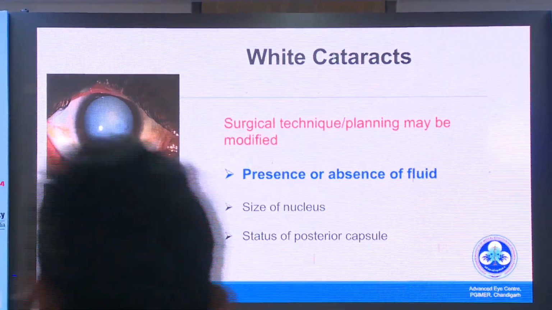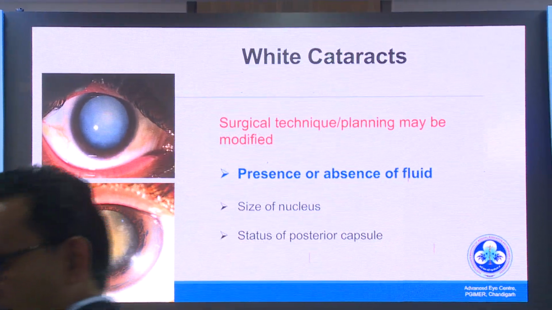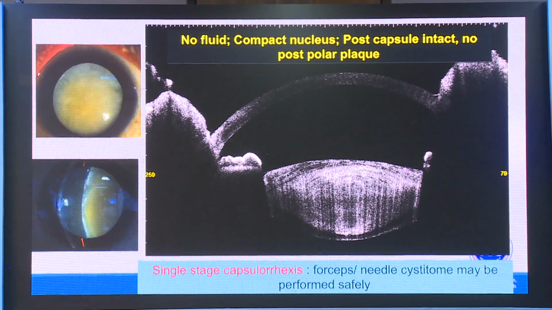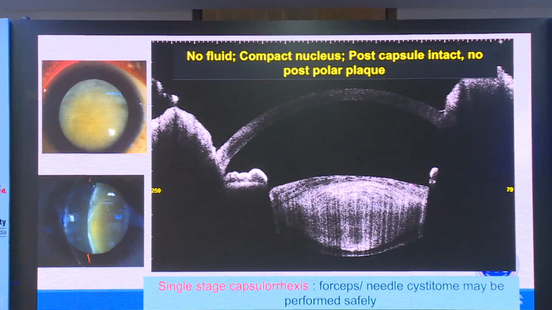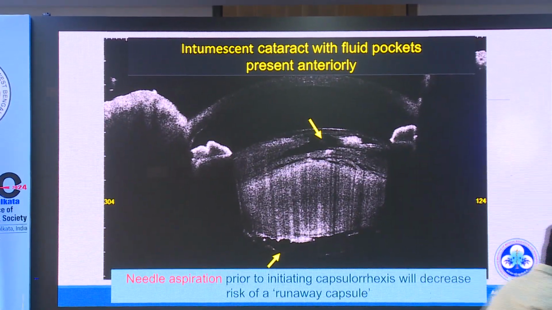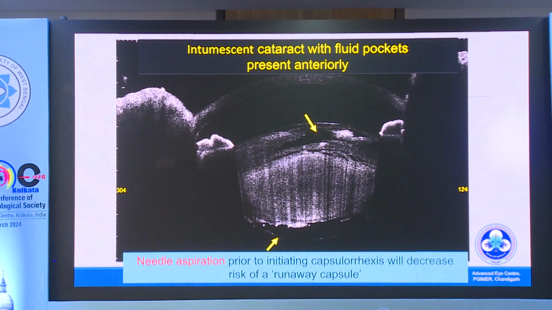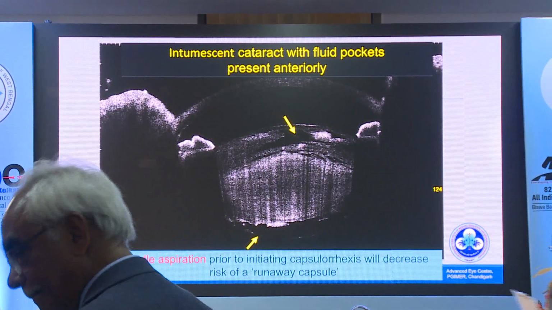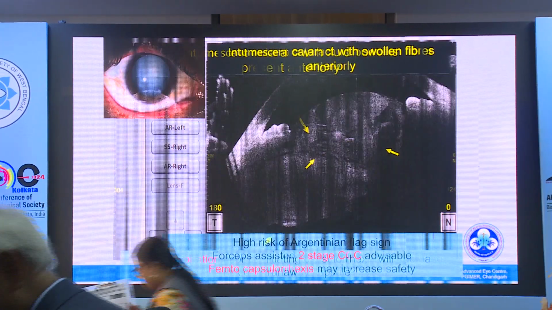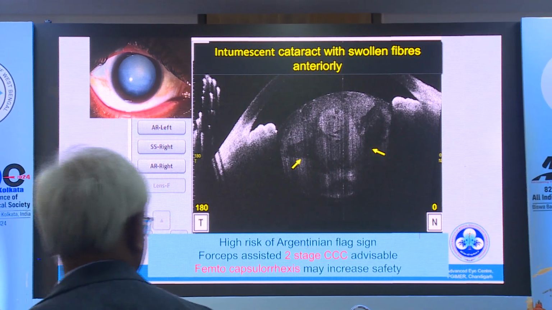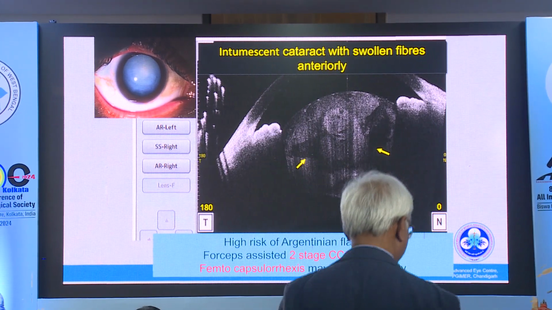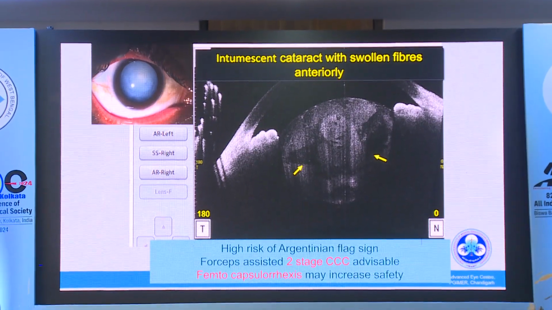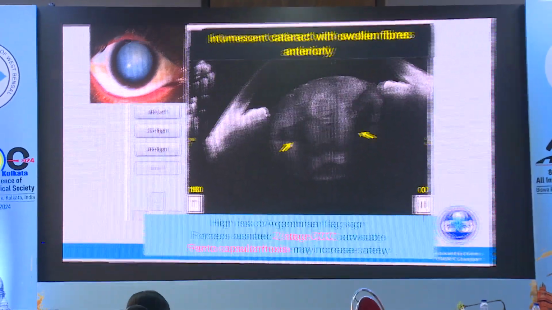In white cataracts, it's especially useful because of the morphology. If I see a cataract which is solid with no fluid, I'm happy to go ahead with a single stage capsulorhexis. If I see a cataract which has fluid anteriorly, I would like to go for needle aspiration first, which will decrease the risk of a runaway capsule. On the other hand, if I see swollen fibers anteriorly and lens fluid cavities posteriorly, in that case, I would like to go ahead with a forceps-assisted two-stage CCC or a femtocapsulorhexis.